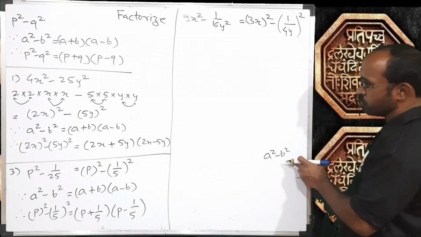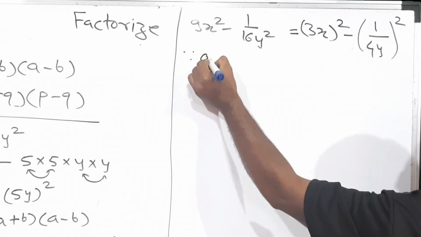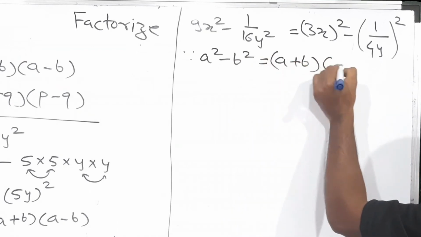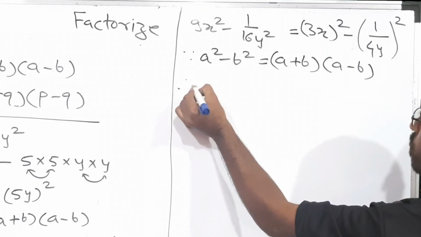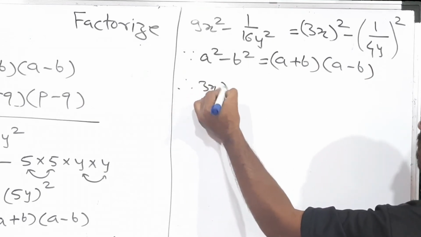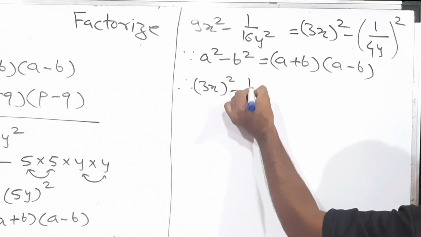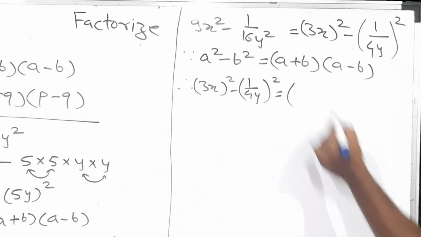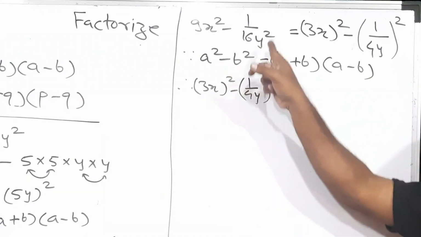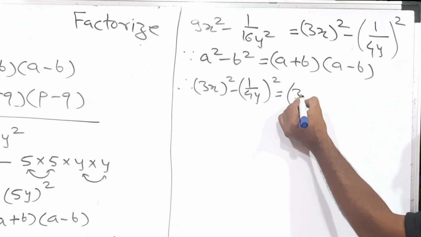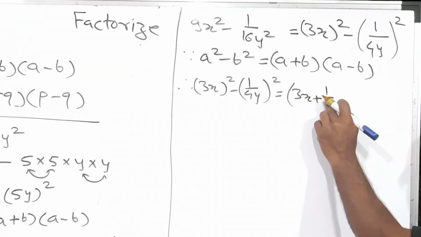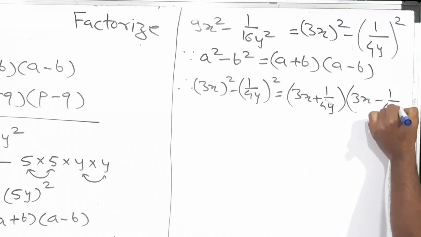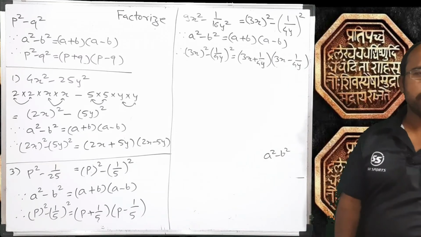So as we are going to use the formula, let's write it. If a square minus b square is equal to a plus b into a minus b, then 3x square minus 1 upon 4y square is equal to, at the place of a, 3x, at the place of b, 1 upon 4y. So 3x plus 1 upon 4y into 3x minus 1 upon 4y. Finish. As simple as it is.